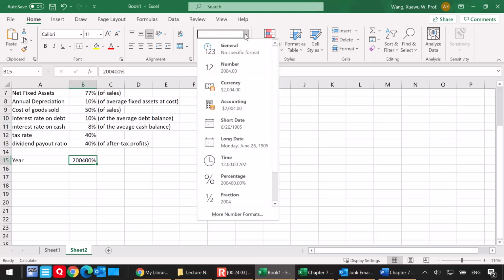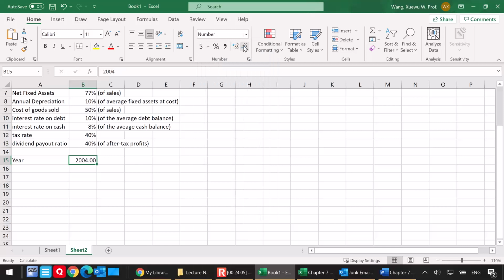So let me just get a number and let me call the decimal. All right, so that's year 2004, and this is year 2005, and we're going to forecast the financial statements for the following 5 years. So you may ask me, what about the year 2010? Well, we will get to that later.